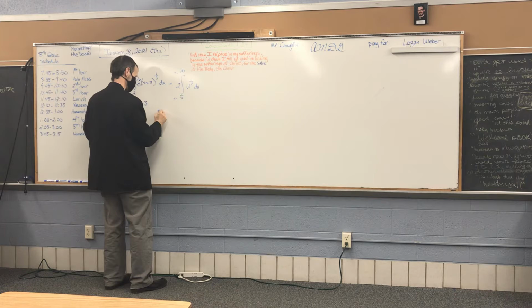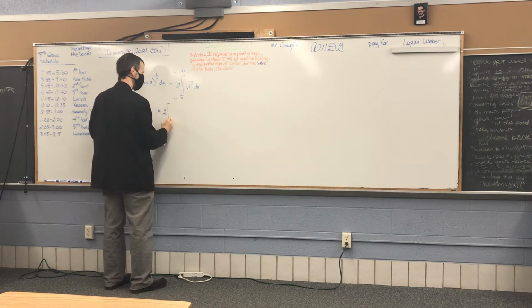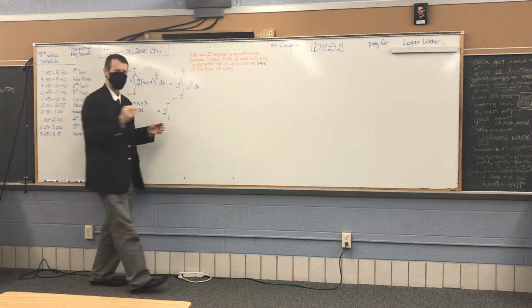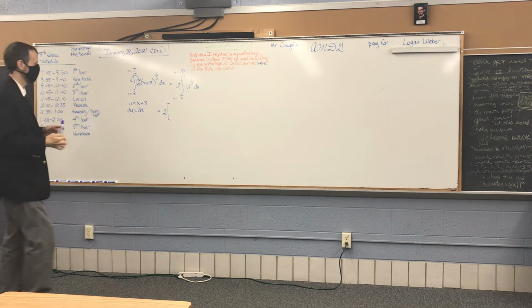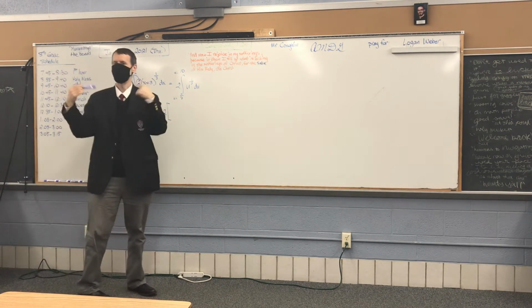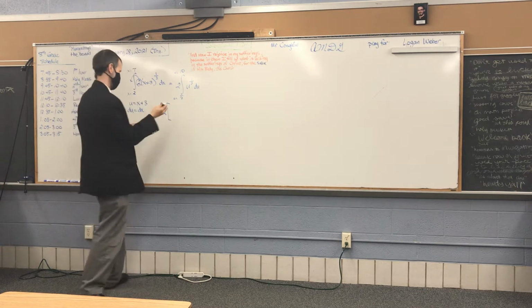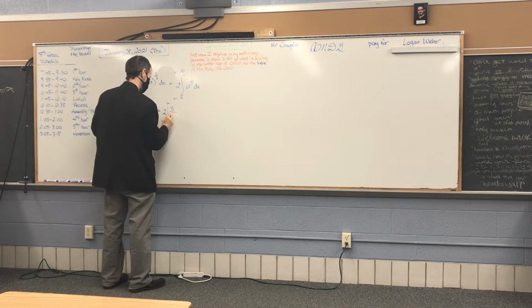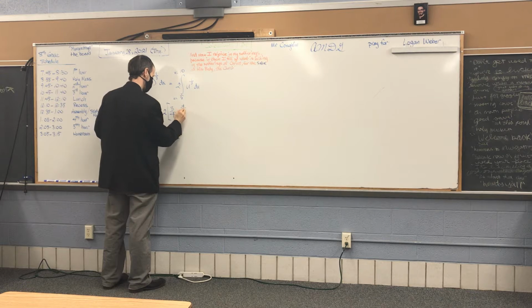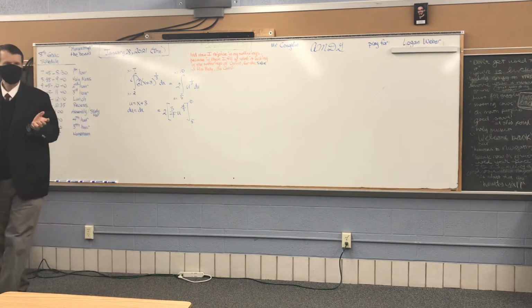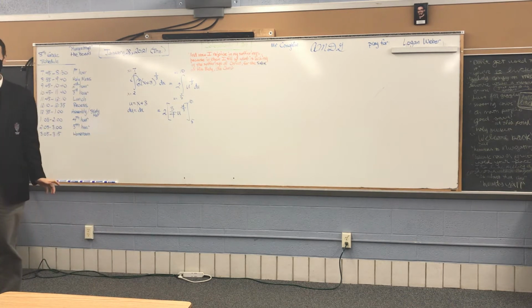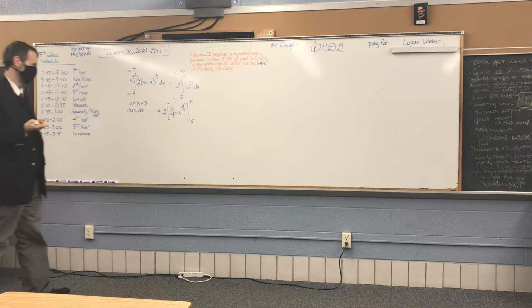Now, let's do the antiderivative. 2 times, what's the new power? 4/3. U to the 4/3, and then divide by 4/3. What is that really? 3/4. 3/4, good. So 3/4 U to the 4/3, from 5 to 10. Now again, if we're actually plugging in numbers, numbers to the 4/3 power is a real pain in the neck.